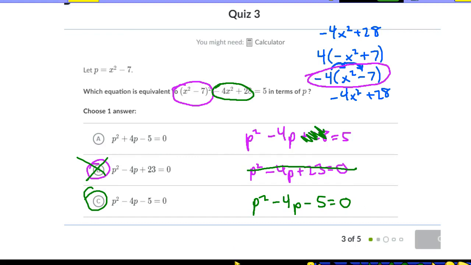Just wanted to show you folks that it's okay to make mistakes when we're practicing. So let's practice, practice, practice until we get this right.